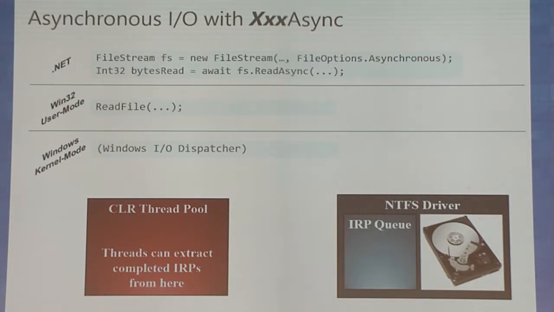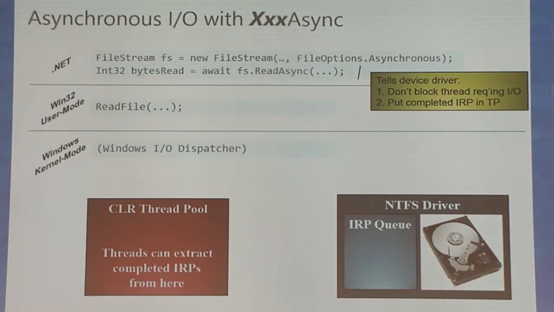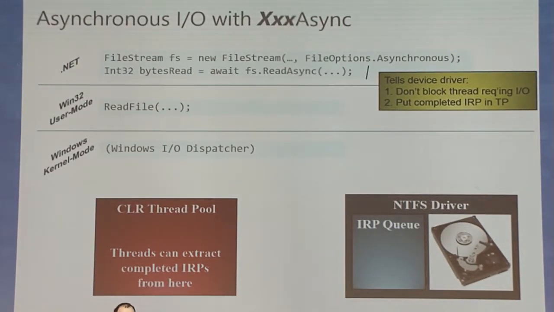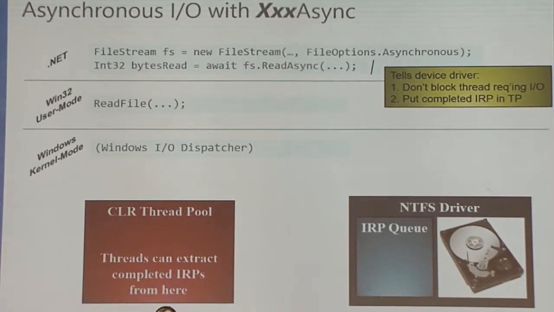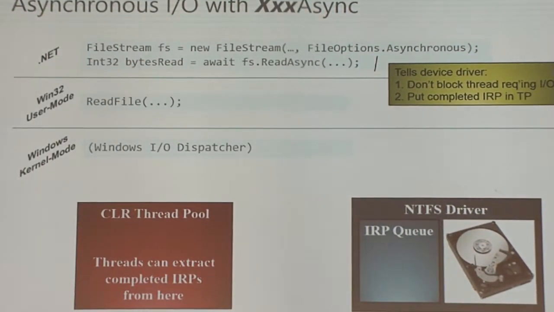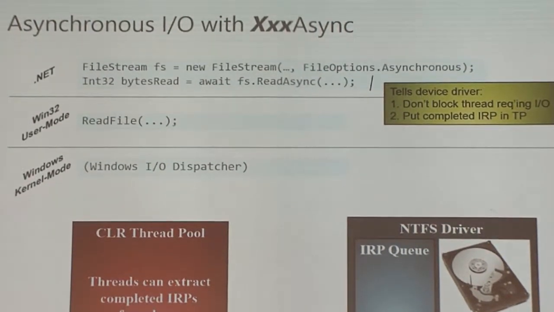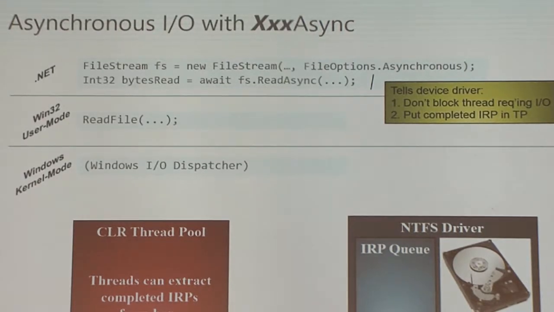So the way we accomplish it is I new up my file stream. But when I new up the file stream, I now pass in a special flag called FileOptions.Asynchronous. This special flag says two things to the device driver. It tells the device driver, don't block the thread requesting an I/O operation. So now the thread won't block, which means the thread pool won't create another thread. So that's how we're going to get our efficiency back, by doing that. The second thing the flag does is it tells the device driver to put the completed IRP into the CLR's thread pool. I'll talk more about that when I get to it a little bit later on.